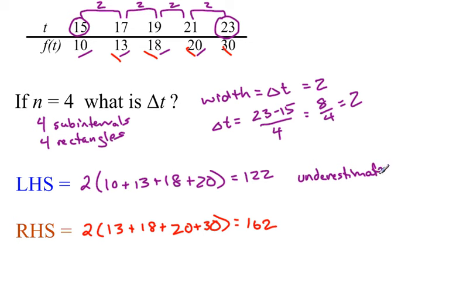and over here we have an overestimate. And we know that because when we were doing the left hand, we were using all the smaller numbers. So on each interval, I was using the smaller of the two numbers. And on the right hand, I was always using the higher of the two numbers.